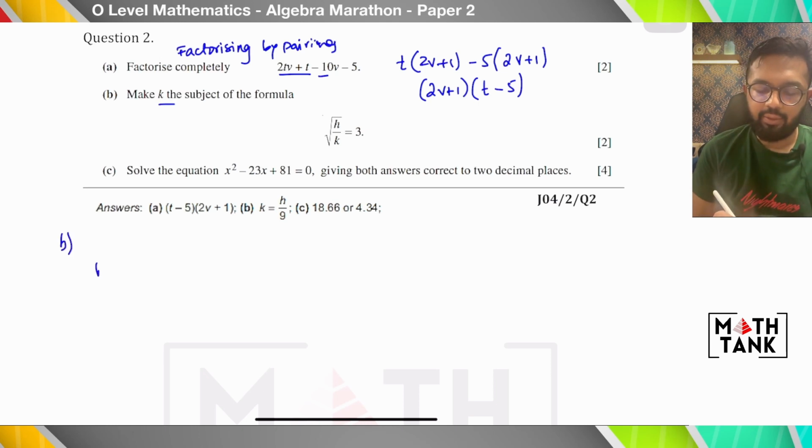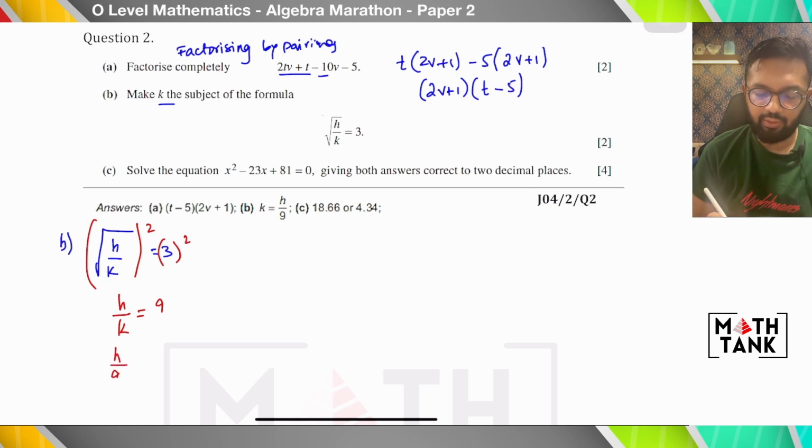Make k the subject of the formula. So first I'm going to have to remove the root. That's what I'm going to do. I remove the root. So h over k equals 9. And then I want to make k the subject, so I'm going to say that this is h over 9 equals k.